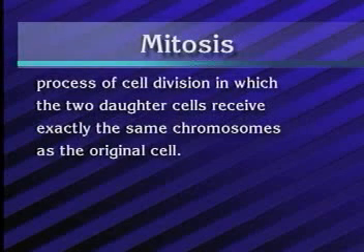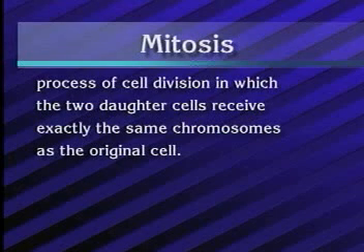Now a membrane forms around each set of chromosomes and two new nuclei appear. The cell begins to pinch in the center, and it divides, creating two identical cells, each with exactly the same chromosomes. All the cells of the body divide by mitosis, except for the sex cells.